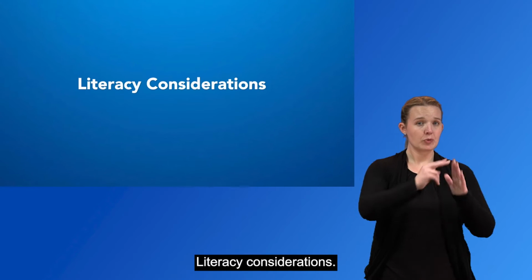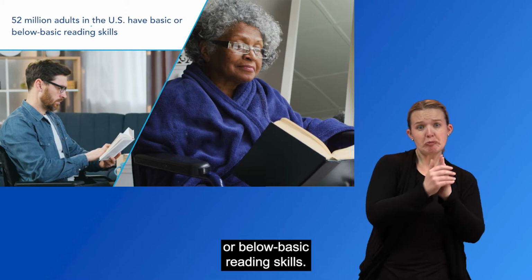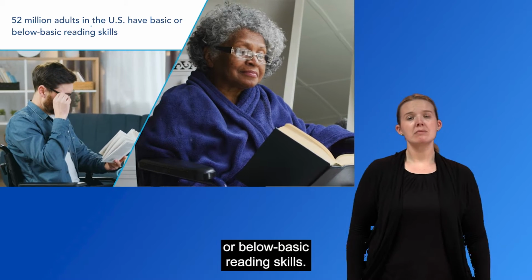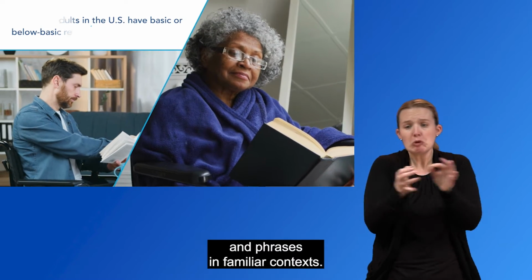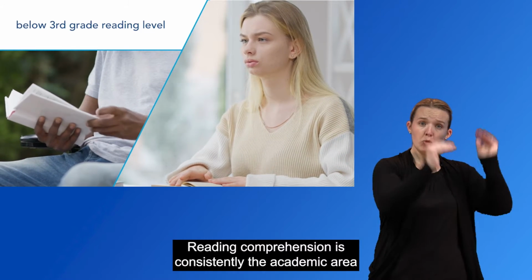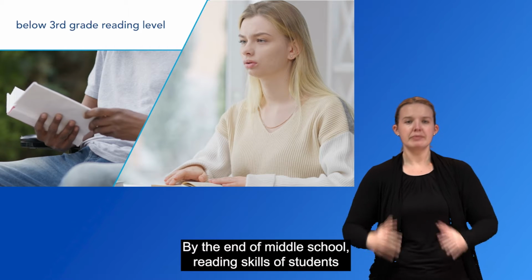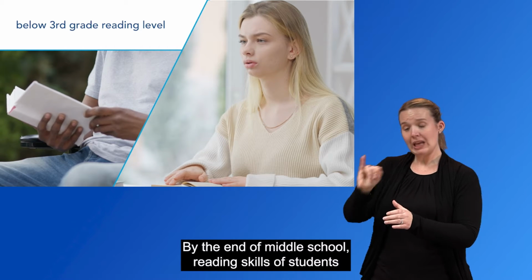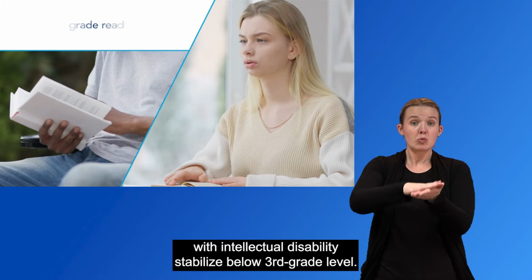Literacy considerations. Approximately 52 million adults in the U.S. have basic or below basic reading skills. Below basic means reading only simple words and phrases in familiar contexts. Reading comprehension is consistently the academic area with the lowest outcome for all adults with disabilities. By the end of middle school, reading skills of students with intellectual disabilities stabilize below third grade level.